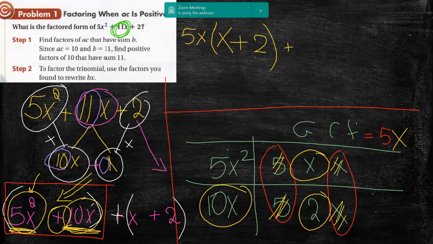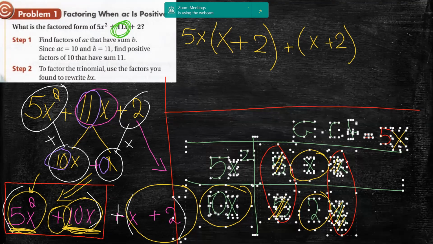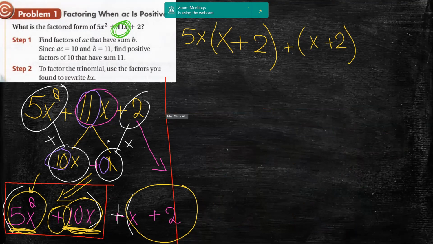Then let's continue now. Plus, I'll bring this x plus 2 here. Then after that, wait, I want to clear. Now then after that, look at x plus 2 here. Since it's repeated 2 times, so I will get it here.